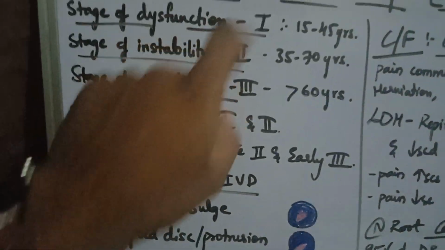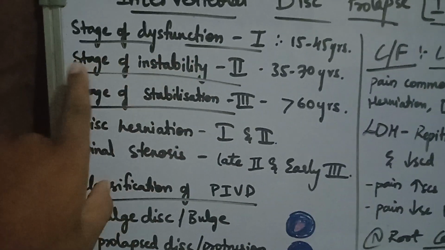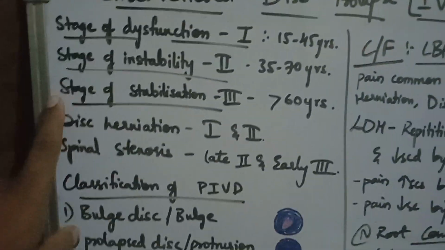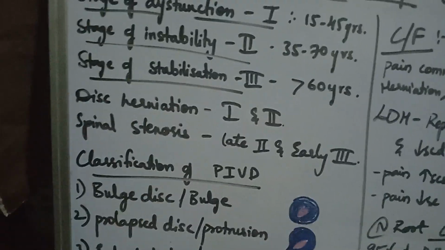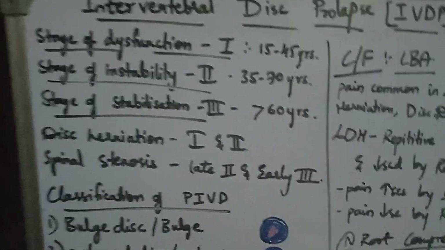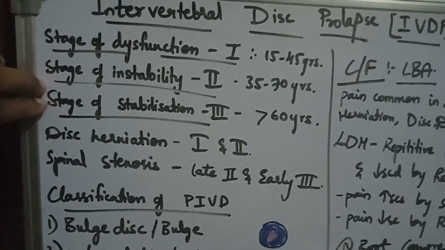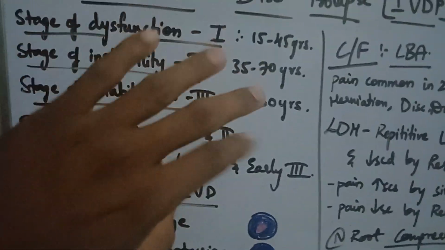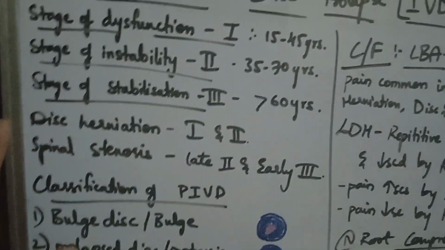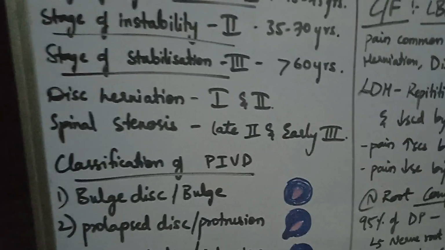So now, in stage 1 and 2 we'll be seeing disc herniation, but in the late stage of instability and early stage of stabilization we see spinal stenosis. Our last video is that only, lumbar canal stenosis. So stage of instability and stage of stabilization, in this age, that is around 35 to 60 years of age, we'll be seeing this spinal stenosis. So usually that spinal stenosis occurs at 40 years of age.